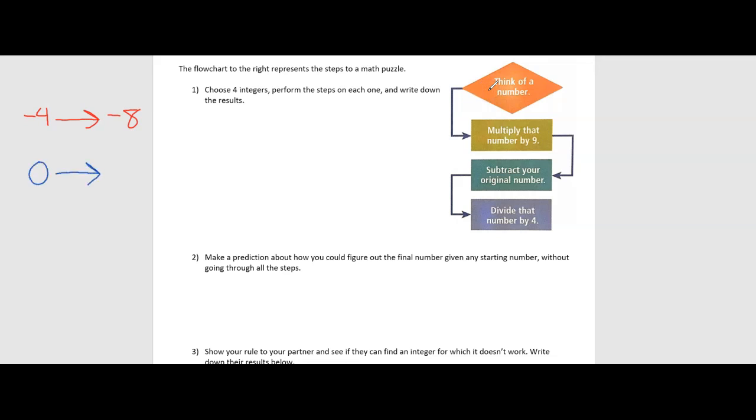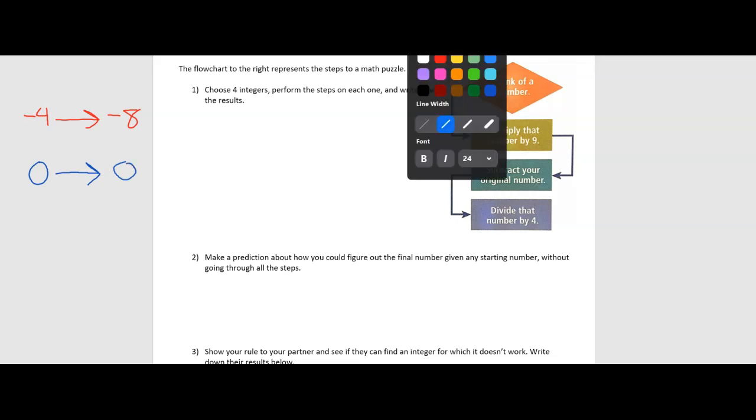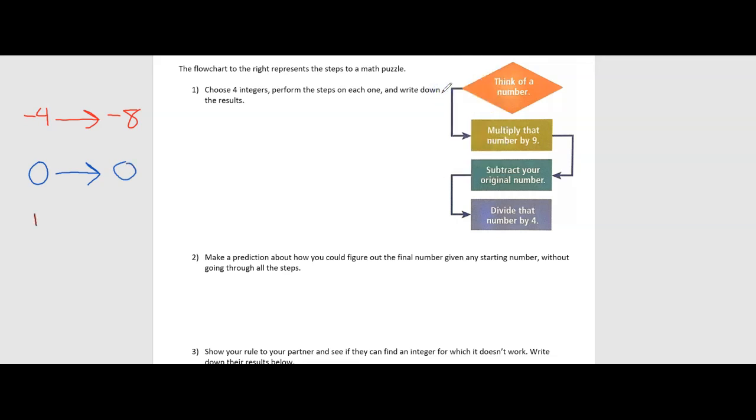If I chose 0, well, multiply 0 by 9, I get 0. Subtract 0, I get 0. And if I divide 0 by 4, I get 0. Let's do 1. Multiply 1 by 9, I get 9. Subtract 1 from 9, I get 8. Divide 8 by 4, I get 2. And I'll do one more. Let's do a big one.